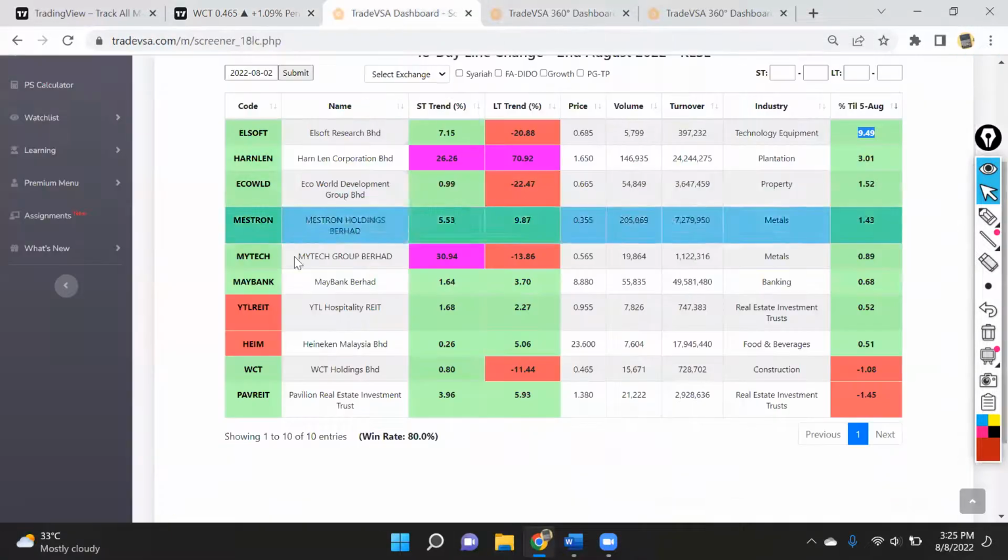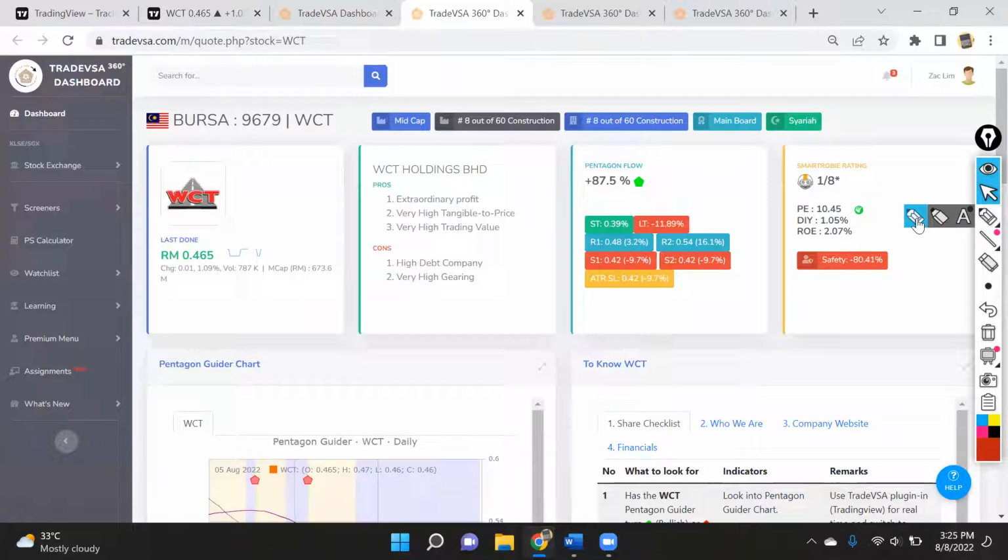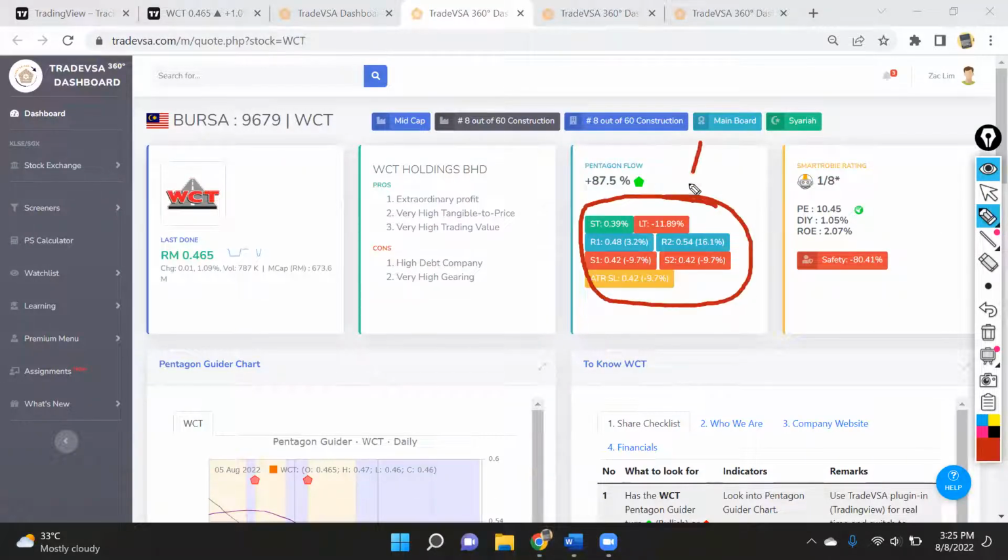So we go back to the screener. We click WCT. Again, here is a quick trading plan for you to check where your risk to reward is. For example, in this case over WCT, if I'm using S1, I think S1 and S2 are the same. They are at the same level at 0.42. Even the ATL is the same as well. So risking around 10%. R1 is a bit too close with 3.2%, so probably we're going to aim for R2, with 16%. So you'll get around 1 over 1.5 for this trade WCT.